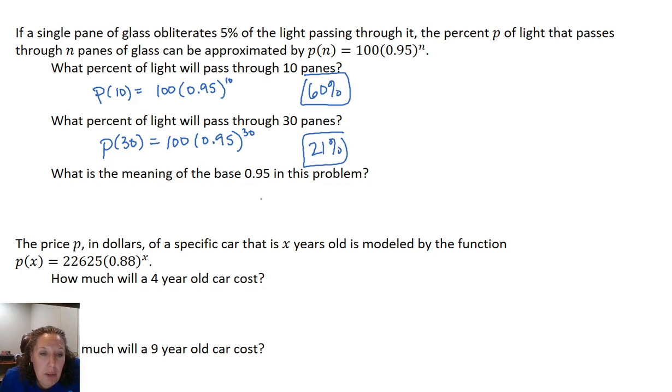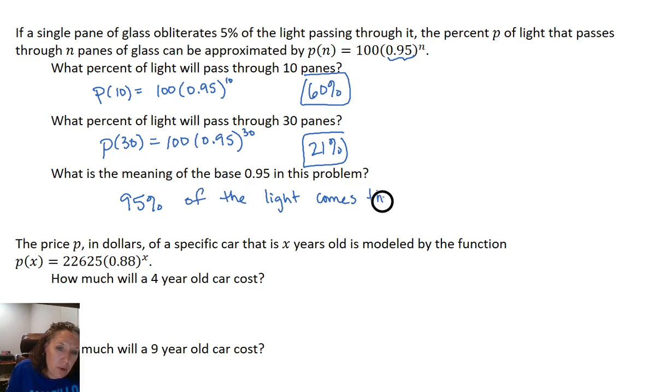So what is the meaning of the base of 0.95 in this problem? Well, if 5% of the light is obliterated, absorbed in, reflected off, whatever the situation may be, 5% of that light does not make it through the pane of glass. So this is telling us everything that's left, which means 95% of the light comes through each pane.